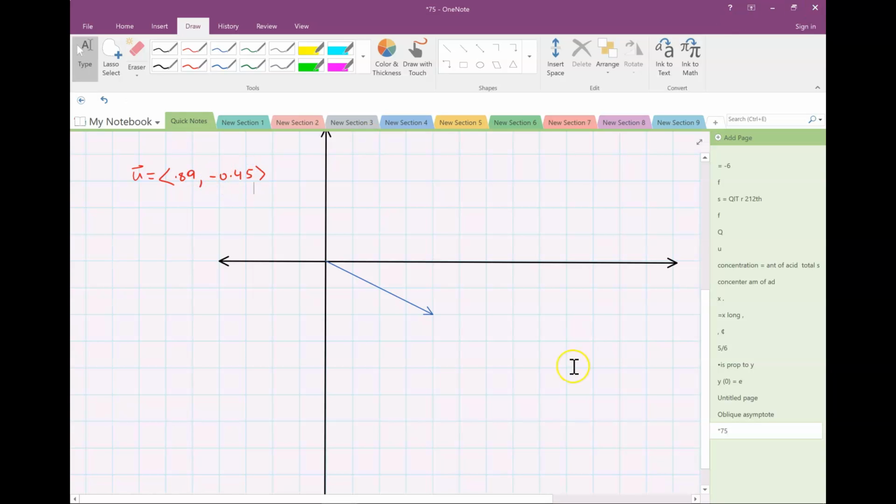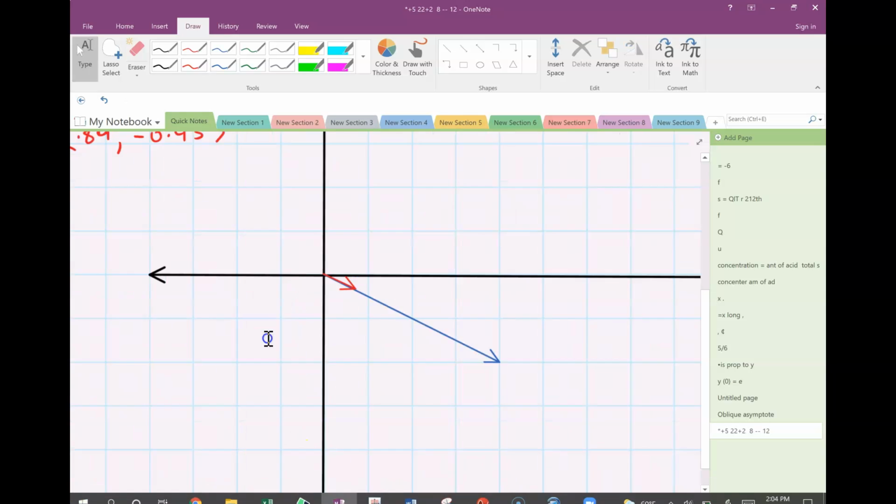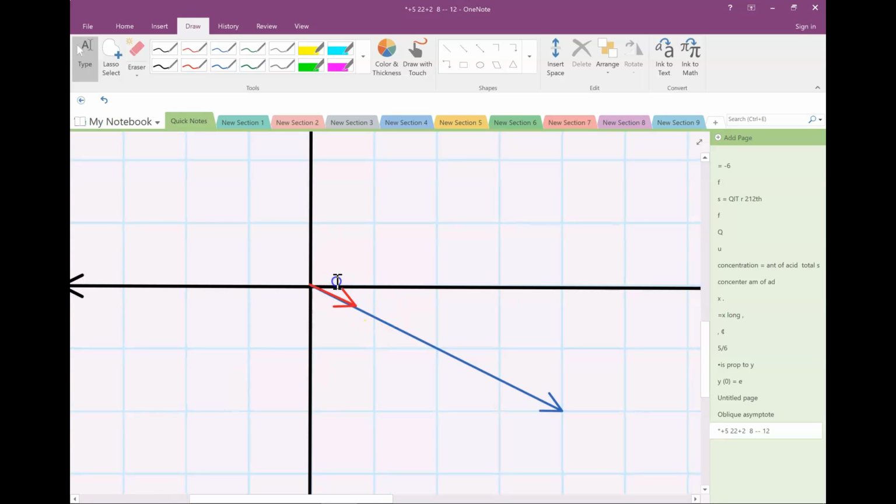So from the origin, I'm going to go to the right 0.89 units, a little shorter than a full one. And then I'm going to go down about 0.45, so about a half. And look, when I do that, it's exactly on top of that other vector. So it has the exact same direction, but it's got a magnitude of 1.